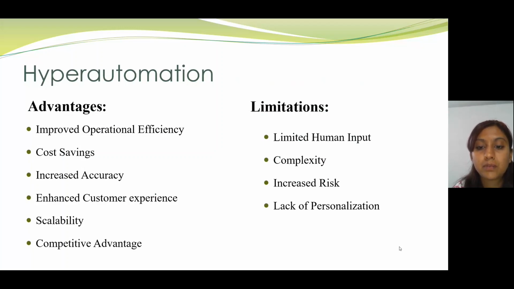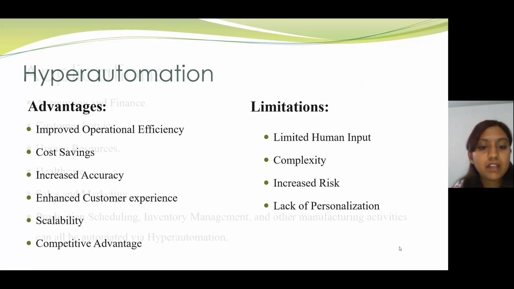And coming to complexity, it is quite difficult to supervise a machine to get the required output. Then increased risk: with many interconnected automated processes, there is an increased risk of errors or system failures, which may have significant consequences. And lack of personalization: while automation can streamline processes, it may not be able to provide the same level of personalization or customization that an individual might be able to provide.